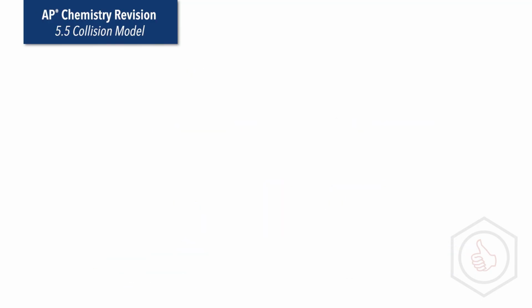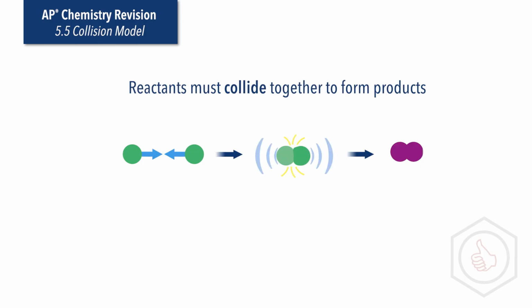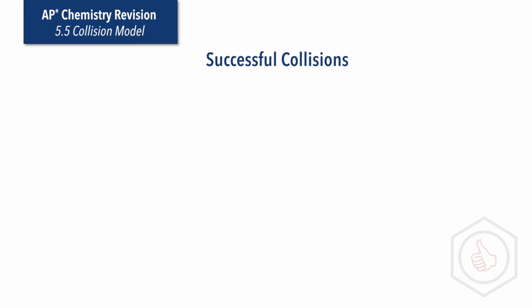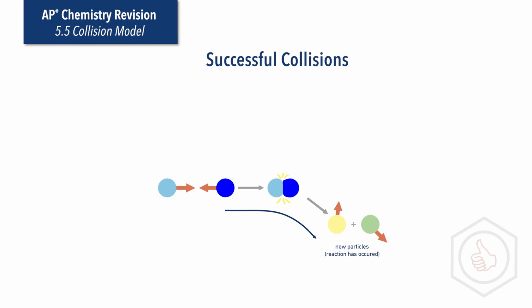In an elementary reaction, reactant particles must collide together in order to form products. However, in most reactions, only a small fraction of these collisions will lead to a reaction. A collision between particles that does lead to product formation is called a successful collision. In order for a collision between particles to be successful and form products, the particles must collide with enough energy to break bonds in the reactants.